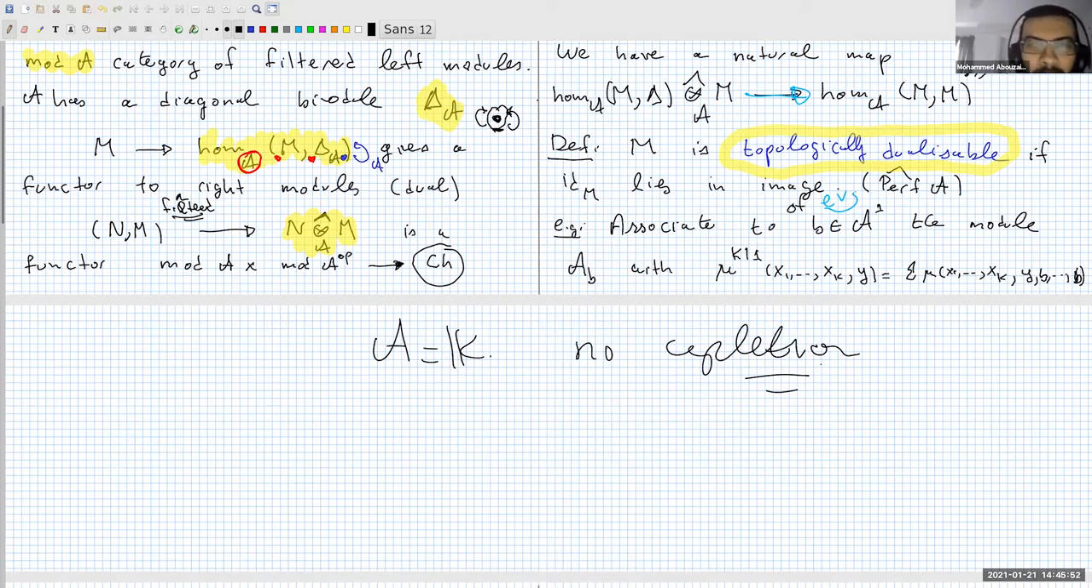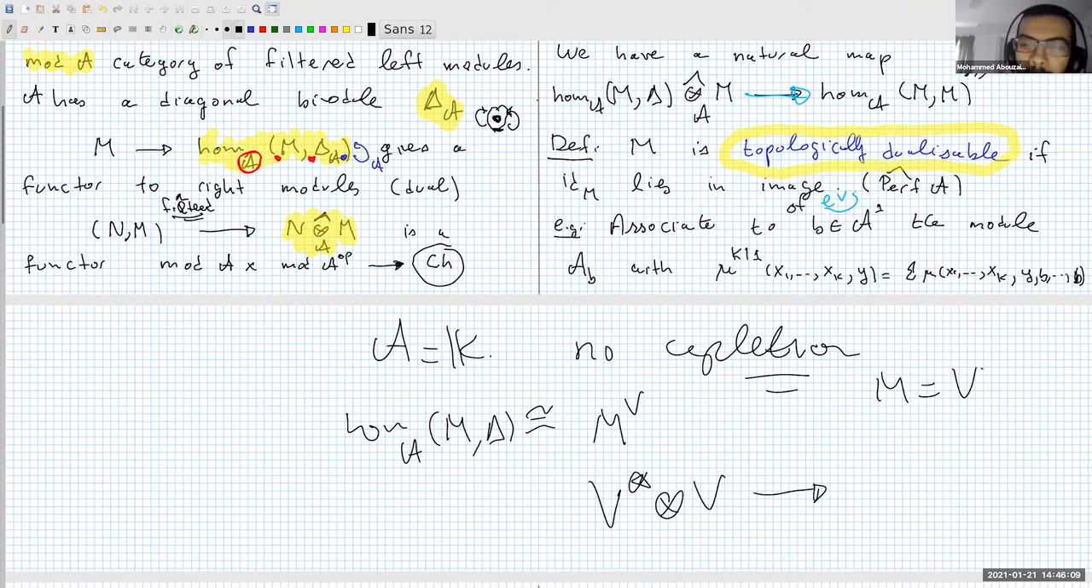M is basically a vector space. And then this Hom over A from M to A, this is basically just M dual. Or let's not even call it M. Let's call M equals V, because we're used to vector spaces being V. And this is now the statement that V dual tensor V maps to Hom from V to V. Okay? And this is the criterion for V being finite dimensional. Right? So that's what's happening.